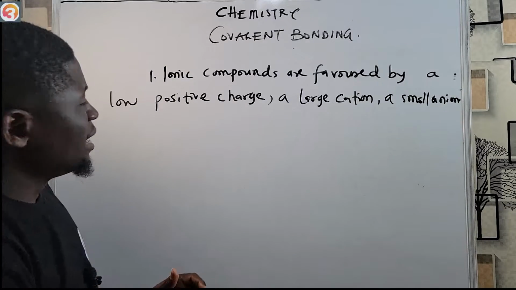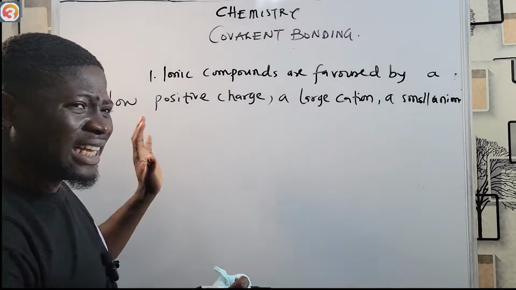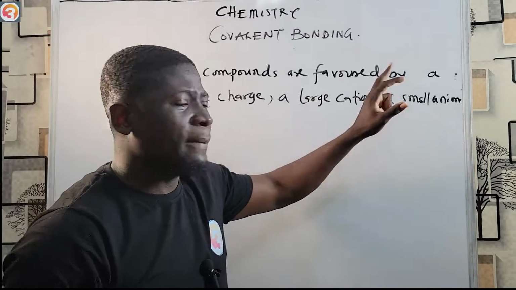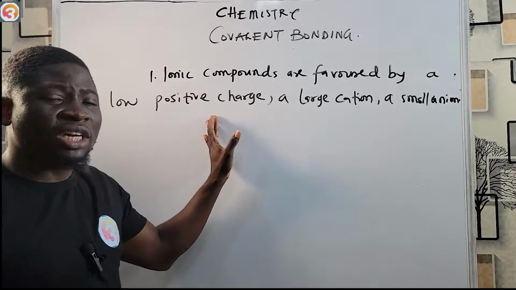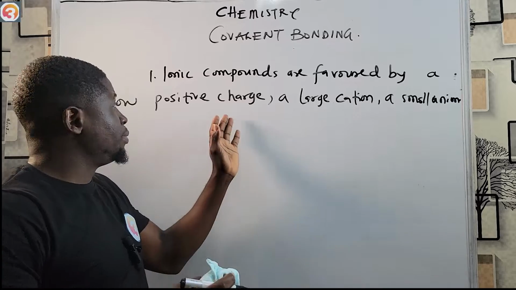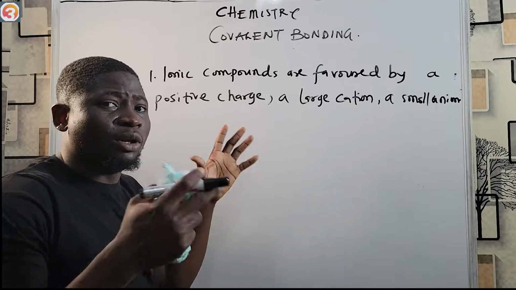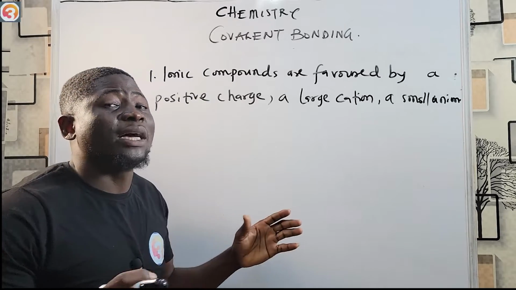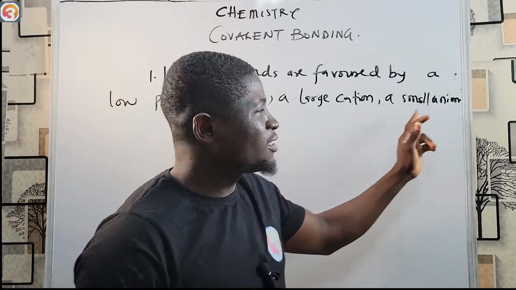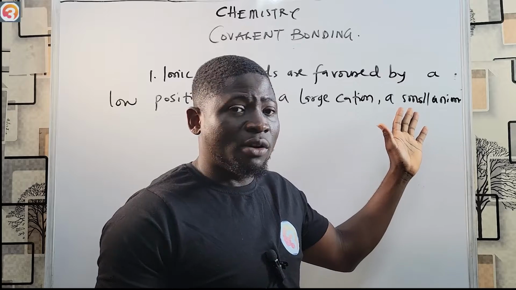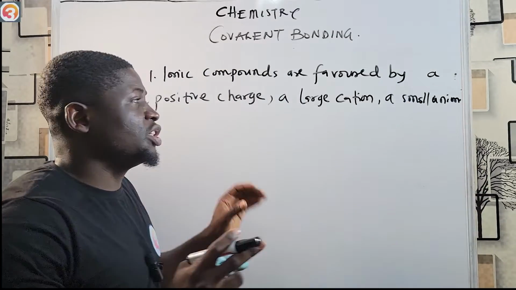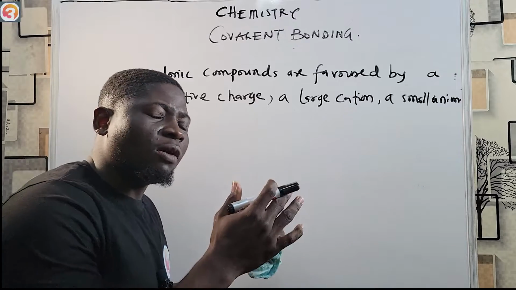Now, Fajans rule said that ionic compounds are favored by a low positive charge. So the positive charge on the atom has to be low. A large cation: the size of the cation has to be very big. And a small anion: the size of the anion has to be small. This is how to differentiate between an ionic compound and a covalent compound.